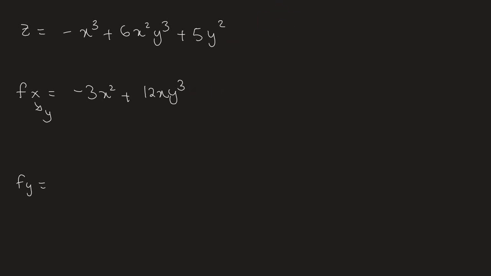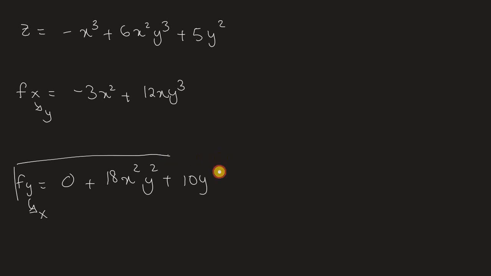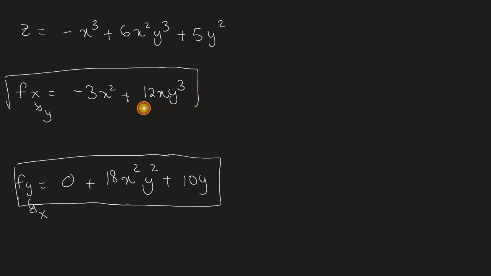Okay, now with respect to y, so treating x as a constant, so differentiating y only, so this is 0, and then plus, treating x as a constant, so you simply put it here, and then differentiating y, so 6 times 3, this is 18, so 18y squared plus 5 times 2, that's 10y. Okay, so this is the answer with respect to y, and this is the answer with respect to x.